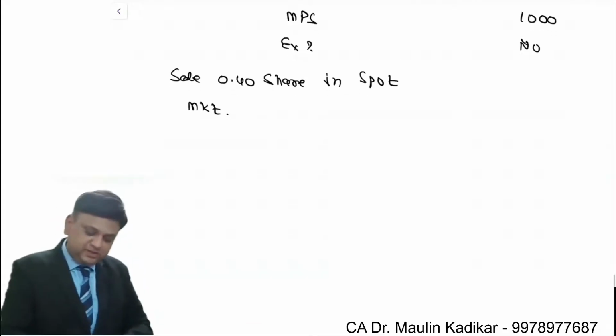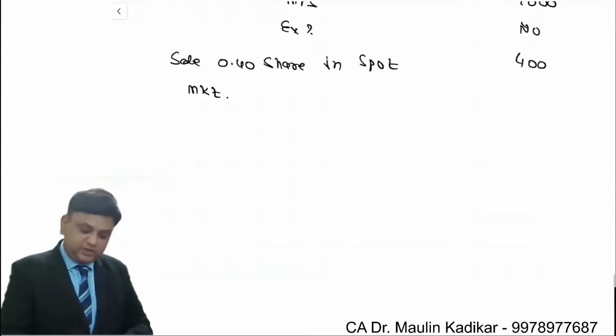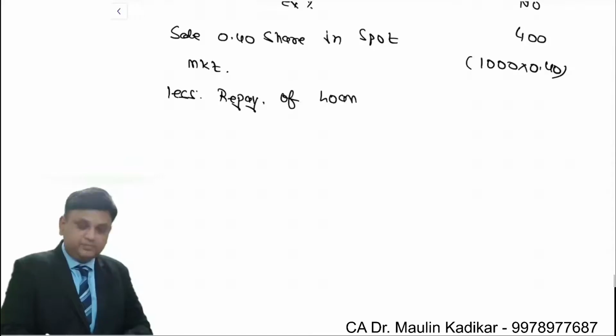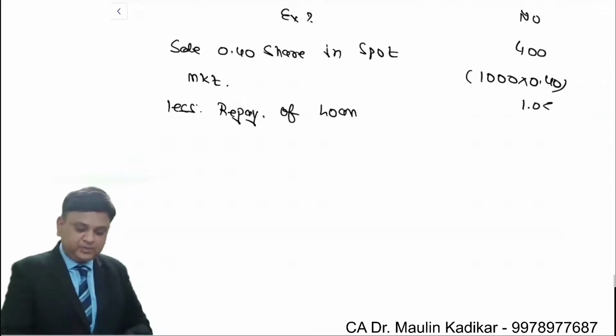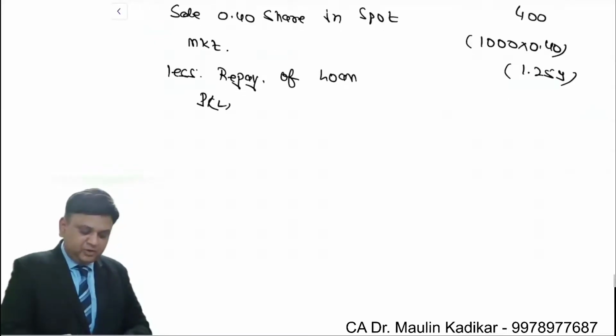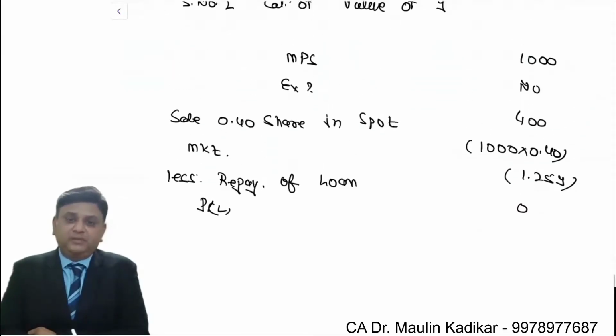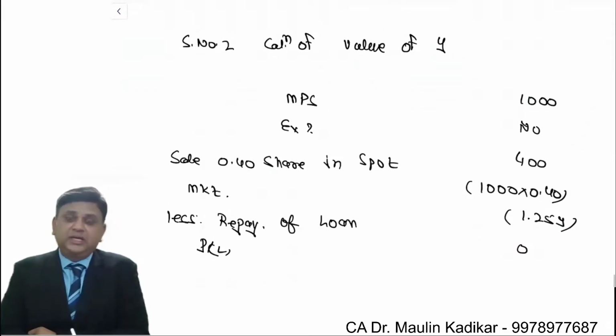So what amount do we receive? We receive rupees 400. How is 400 calculated? 1000 into 0.4, less repayment of loan. What is the repayment of loan? 1.25Y, because 25% is the rate of interest. Importantly, the profit or loss will be taken as 0. Why 0? Because we want to calculate the premium amount in an equilibrium situation. It means that the option seller is having a no profit, no loss situation.